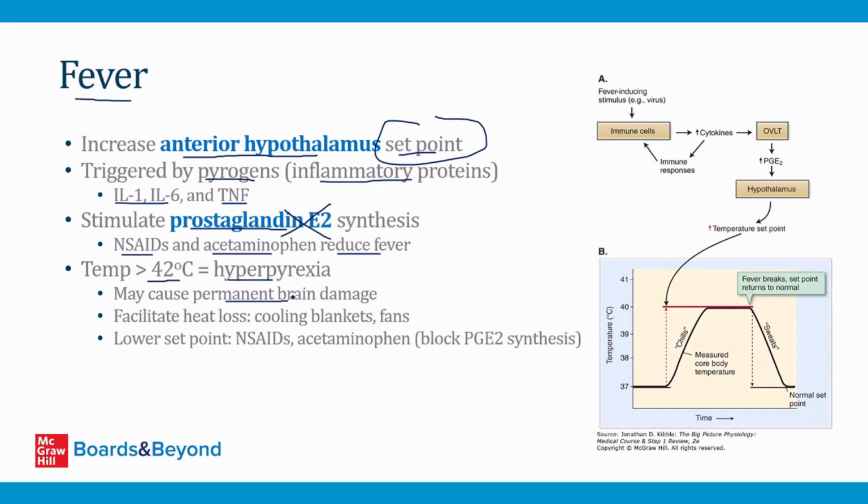So when this happens, you have to do things to try and rapidly bring down the body temperature to protect the brain. So things like cooling blankets and fans. You can also give drugs like NSAIDs and acetaminophen that block prostaglandin E2 synthesis. And once again, that will tell the anterior hypothalamus to bring down the set point.